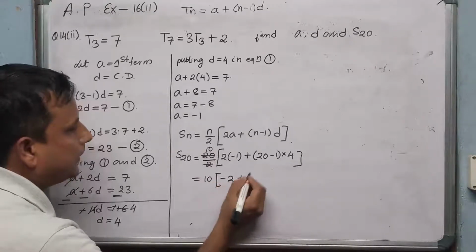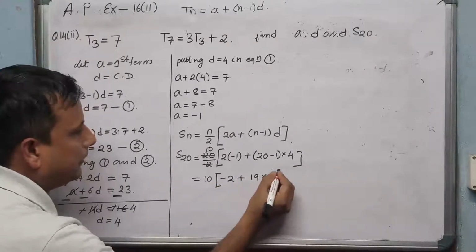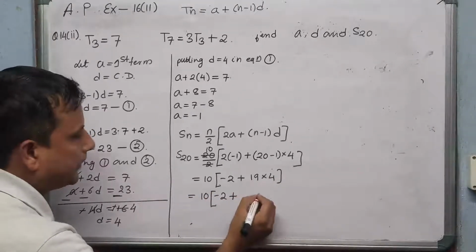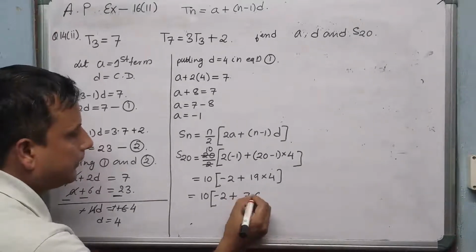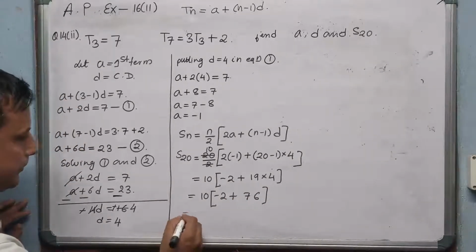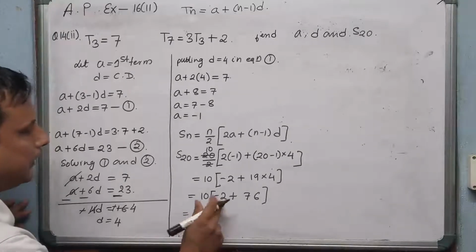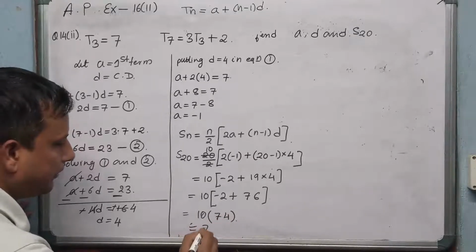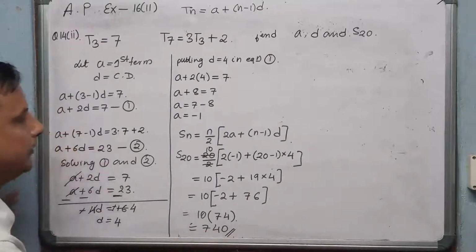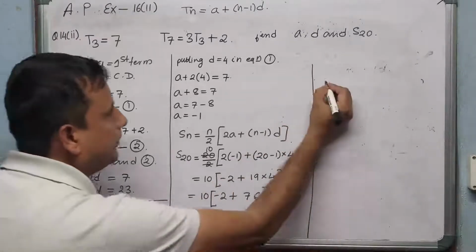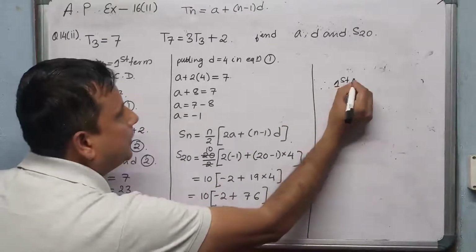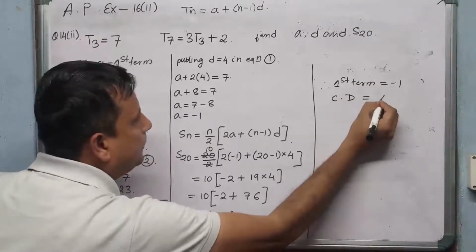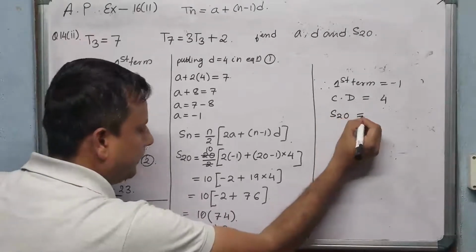into minus 2 plus 19 into 4. 19 fours are 76. 10 into minus 2 plus 76, which is 74, gives 740. The sum of 20 terms is 740. Therefore, the conclusion: the first term is equal to minus 1, the common difference is equal to 4, and the sum of 20 terms is equal to 740.